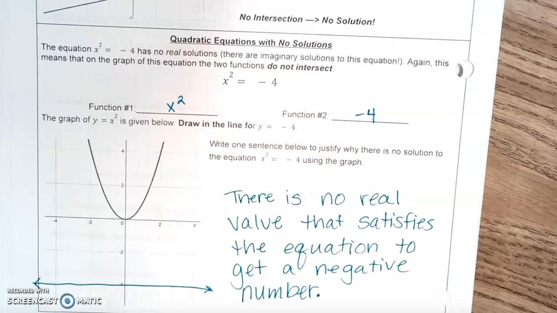Okay? So write one sentence below to justify why there is no solution to the equation x squared equals negative 4 using the graph. There is no real solution value that satisfies the equation that will get you a negative number, right? If you plug in 0, 0 squared is 0. You plug in negative 2, negative 2 squared is 4. You plug in positive 5, 5 squared is 25. What value could you plug in to get a negative number? There isn't one. There's some imaginary ones, but we're not in an imaginary plane.